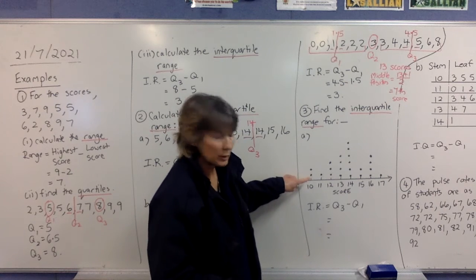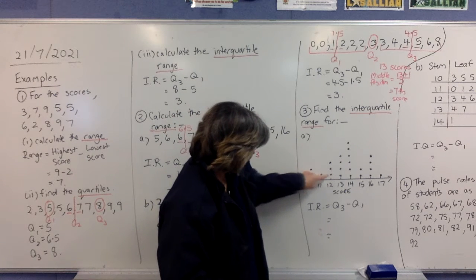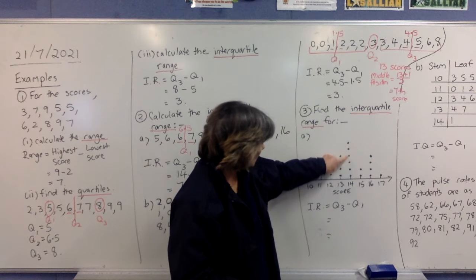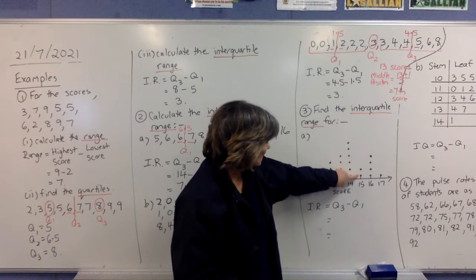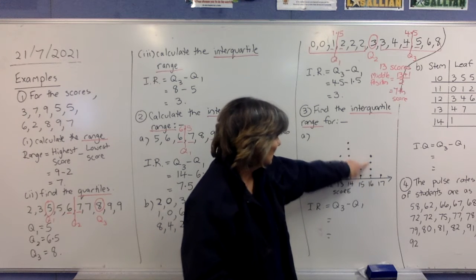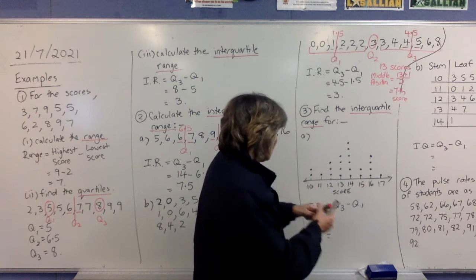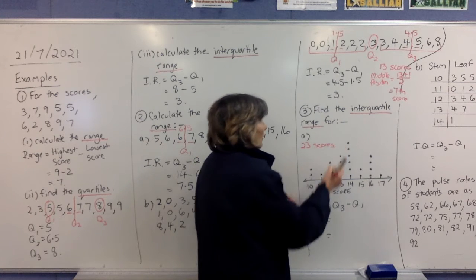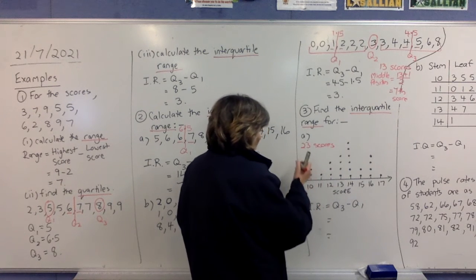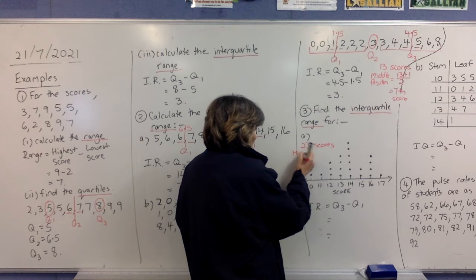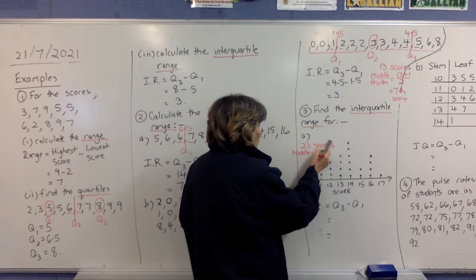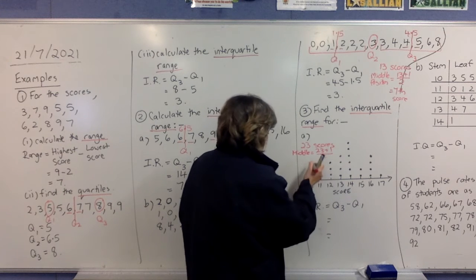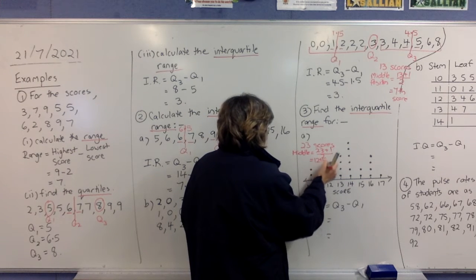So we're counting up the dots. 1, 2, 3, 4, 5, 6, 7, 8, 9, 10, 11, 12, 13, 14, 15, 16, 17, 18, 19, 20, 21, 22, 23 scores. If we do what we did a minute ago, the middle one, we're going to add 1 and halve it. That'll be 24 halved is 12, so we want the 12th score.